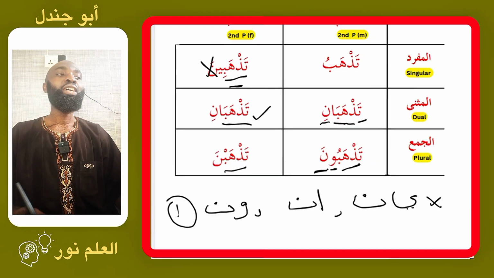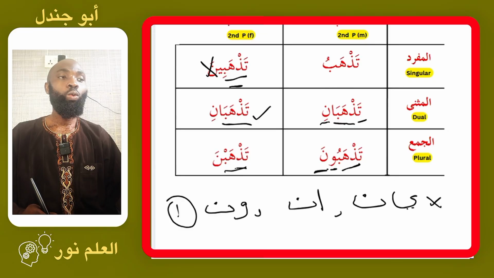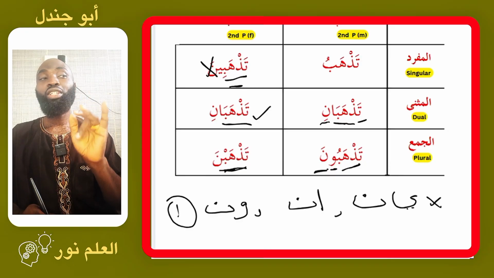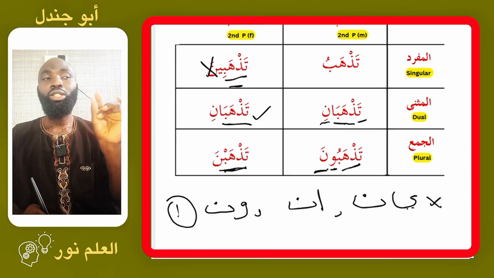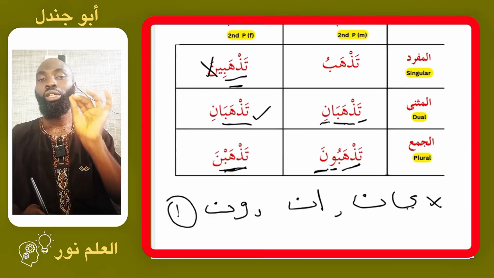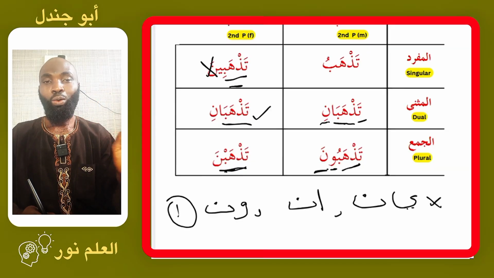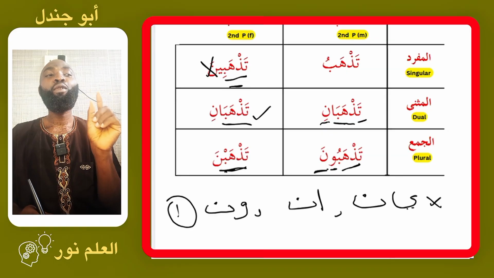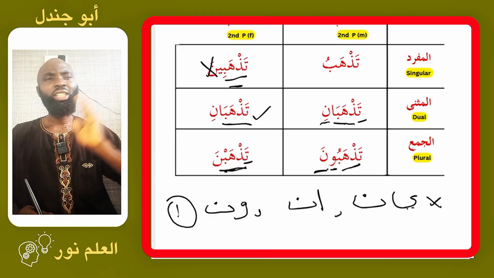Good. Coming to the last one, which is the one that ends with noon, but it doesn't end with alif and noon. There is no alif before the noon, no waw before the noon, or no ya before the noon, just noon after the last letter of the original verb. This particular one, what you will need to do is to simply remove the ta. Finish. Just remove the ta.